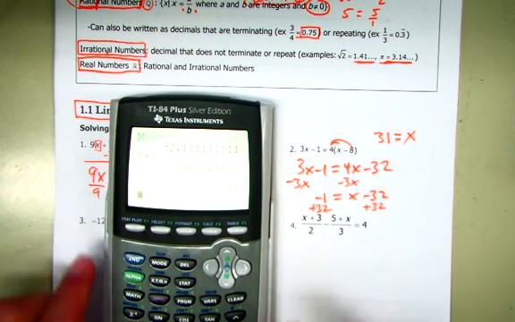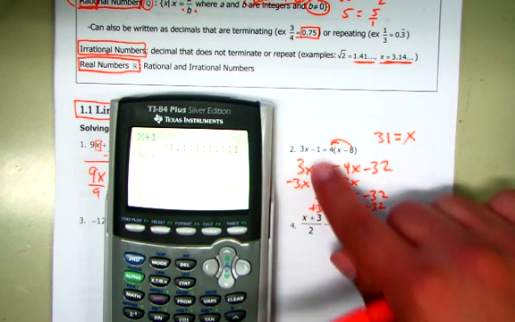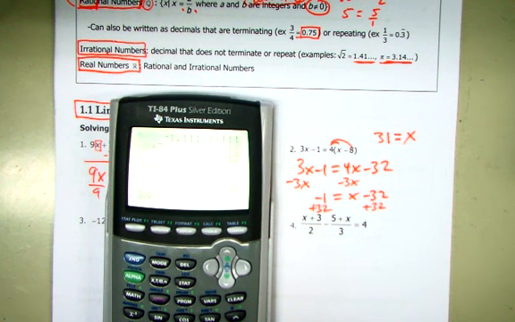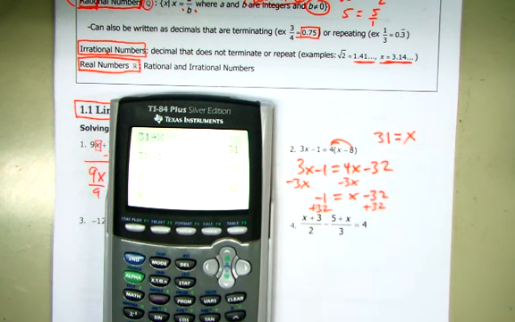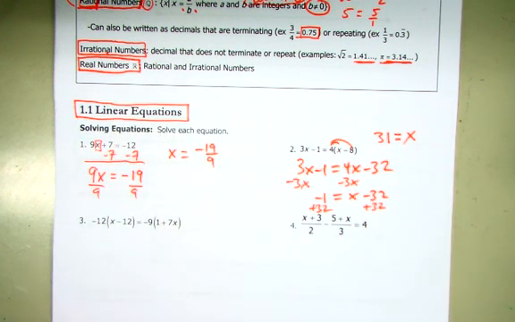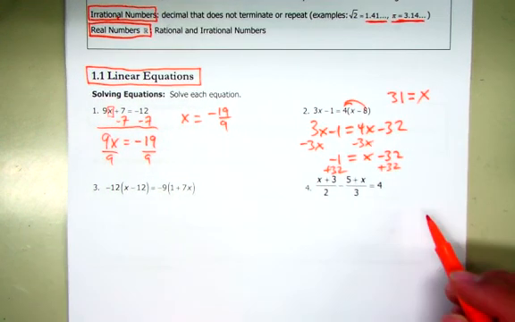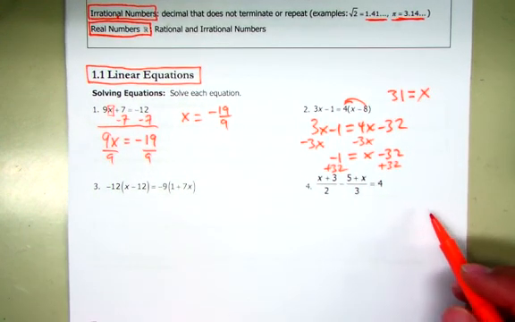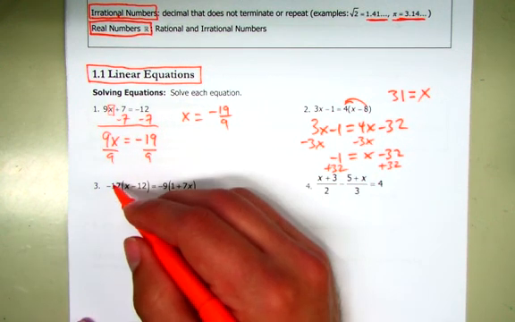And then real quick, if you want to check your answer, you do the same thing we did before, but now you take 31, store it into x, and now type in the left side. So 3x minus 1 equals 92. Type in the right side, that's 4 times x minus 8, also equals 92, so I know that I did everything right. So that's how you check answers in the calculator. If you want to pause it and try number 3, then you can resume after you've done it. Otherwise, here's how we do it.